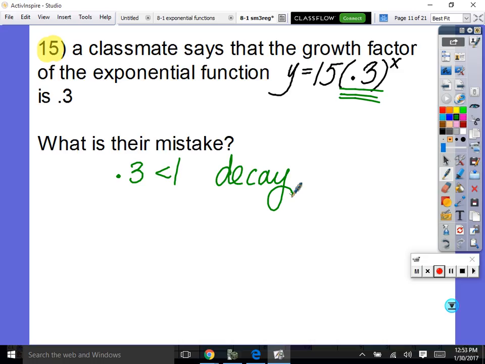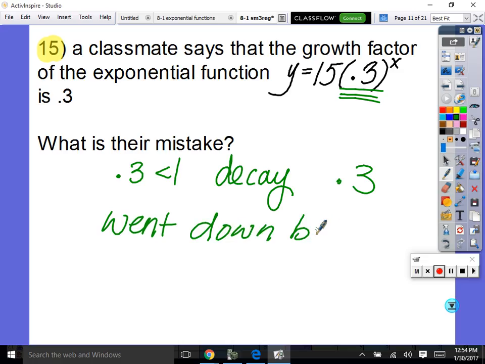This is 30% worth of 15, right? So didn't it go down by 70%, everybody? Yes. So you would say, this is our decay factor. Not to get confused, but it decreased by 70%. Do you get what I'm saying, everybody? Because if it's only worth 30%, it went down by a full 70%.